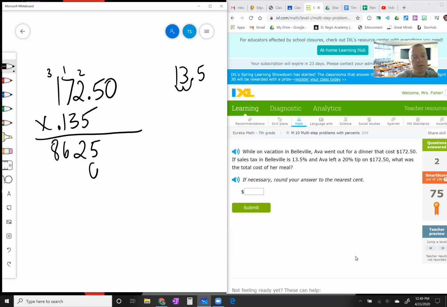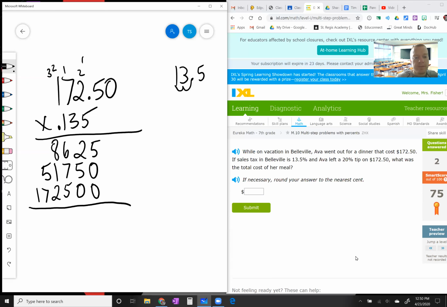Placeholder. 3 times 5 is 15. Carry your 1. 3 times 2 is 6. Plus 1 is 7. 3 times 7 is 21. Add your 2. 3 times 1 is 3. Add 2 is 5. Add 2 placeholders. 1 times 5 is 5. 1 times 2 is 2. 1 times 7 is 7. 1 times 1 is 1.